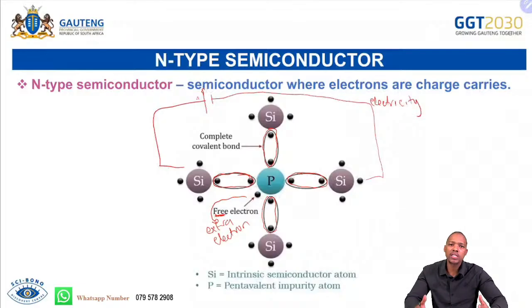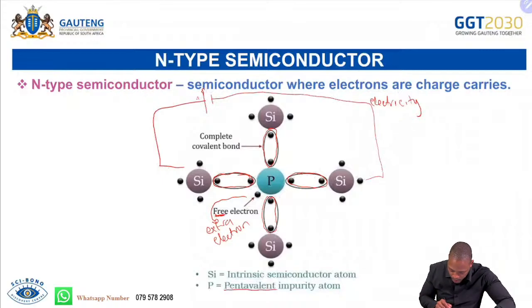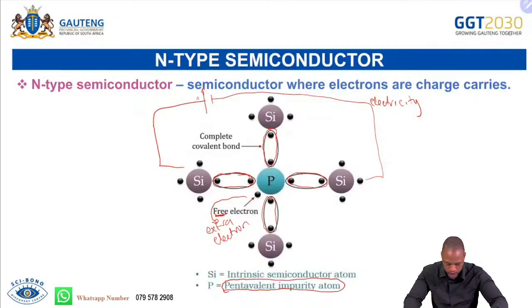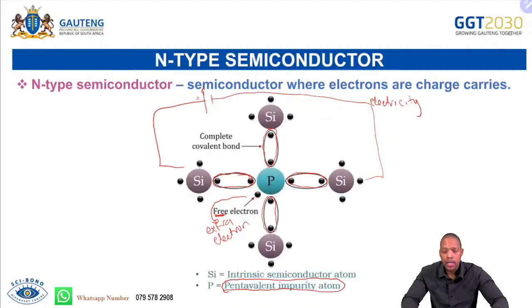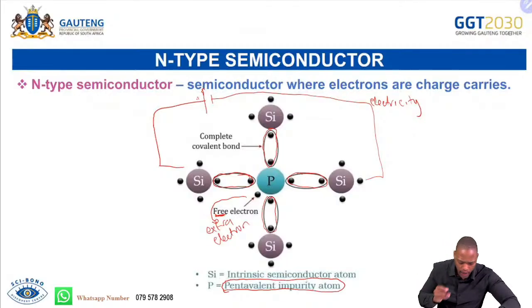Remember, we said semiconductors are materials with electrical conductivity between that of a conductor and an insulator. So we have made a semiconductor conduct by doing what? By doping it. By doping it with a pentavalent impurity atom, such as phosphorus. And the semiconductor that was intrinsic was silicon. Okay? We can maybe do another one and say, what if we decided to dope with arsenic?